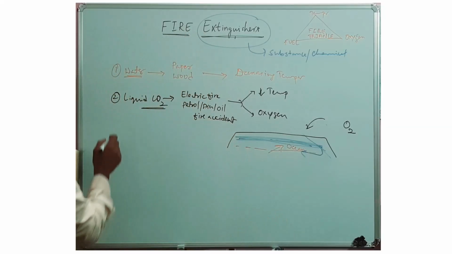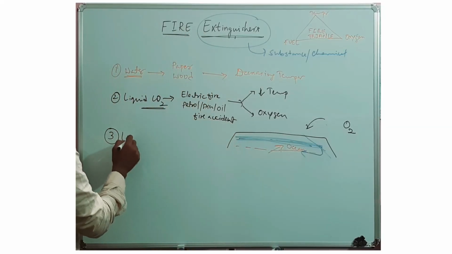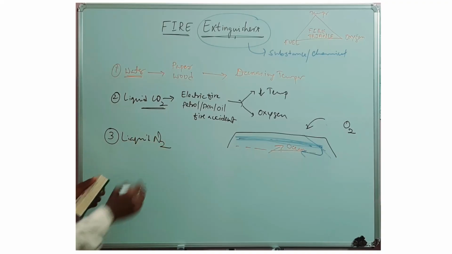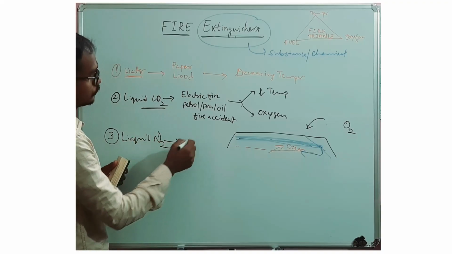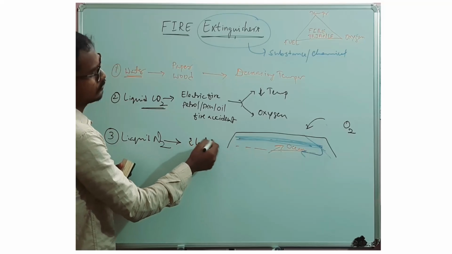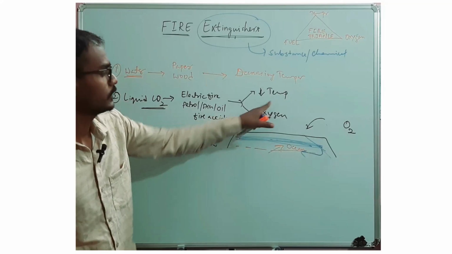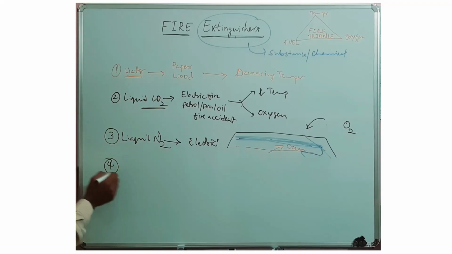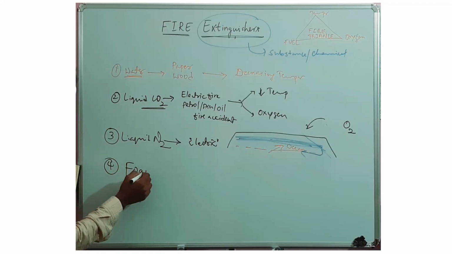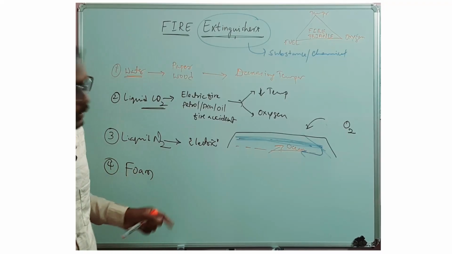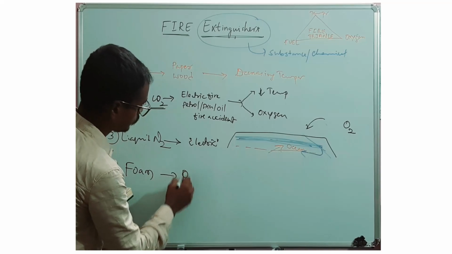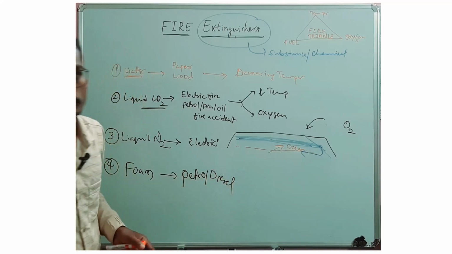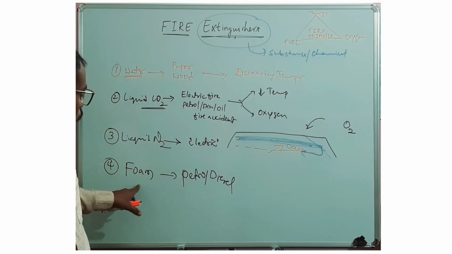Okay. Then the third one is liquid nitrogen, also used. Liquid nitrogen. This extinguisher is used in the case of electric fire. It does the same thing. It decreases the temperature. And one more extinguisher is foam. Foam. We use the foam in the case of oil, petrol or diesel fire accidents. What will it do? Same.